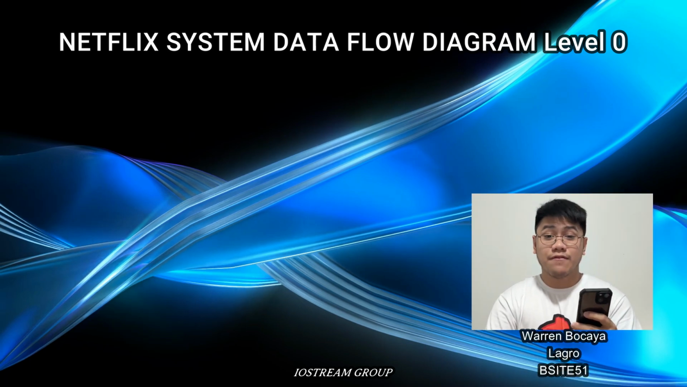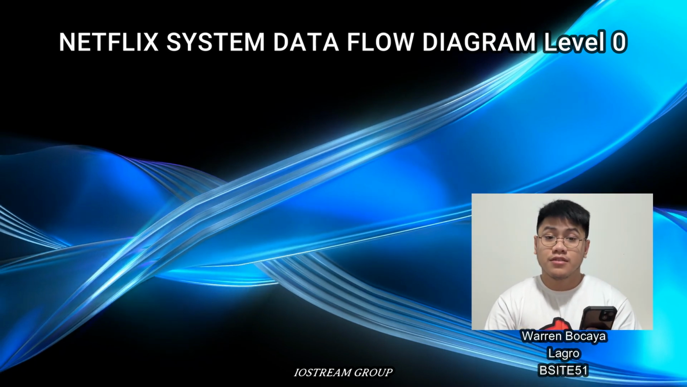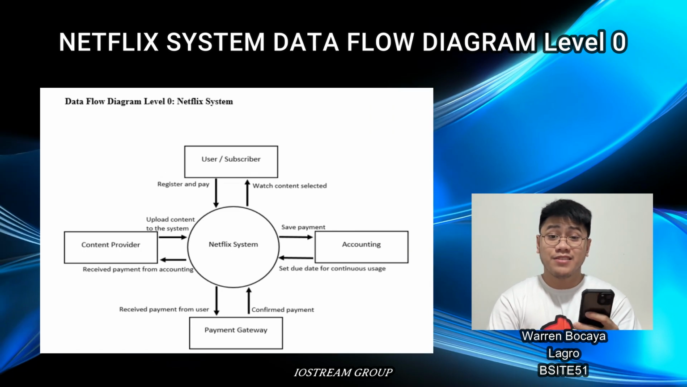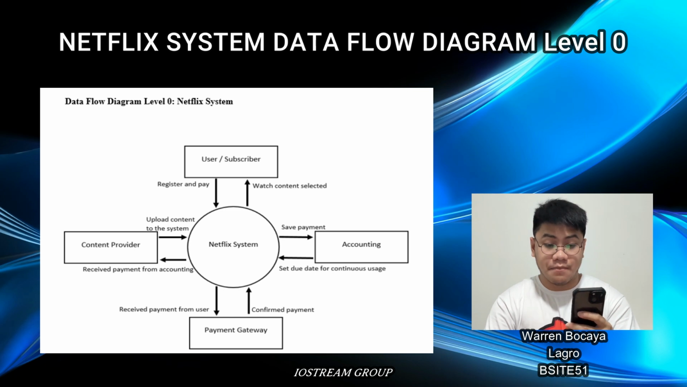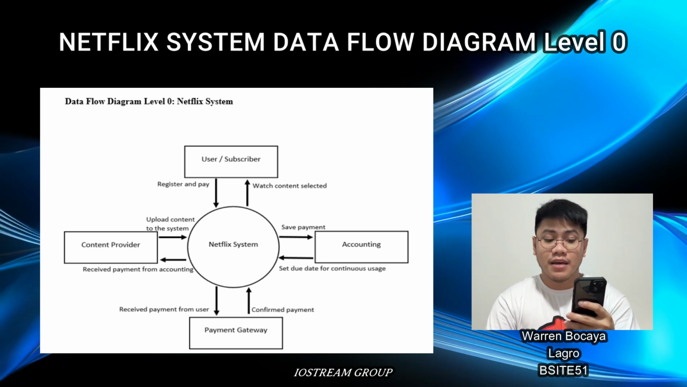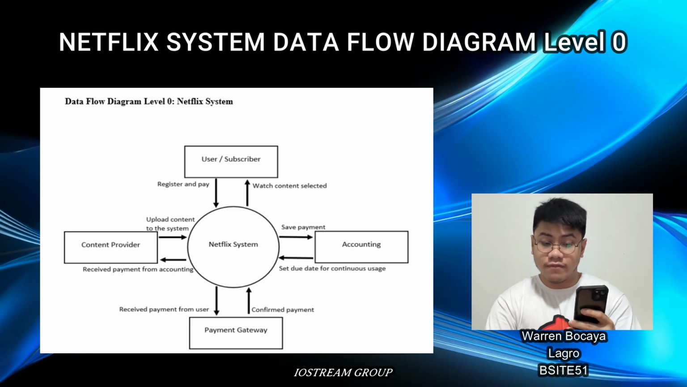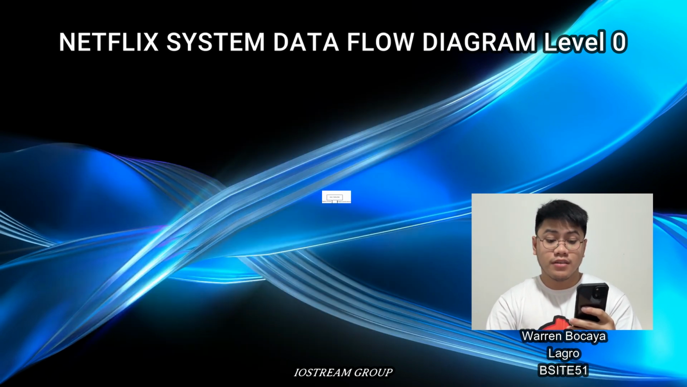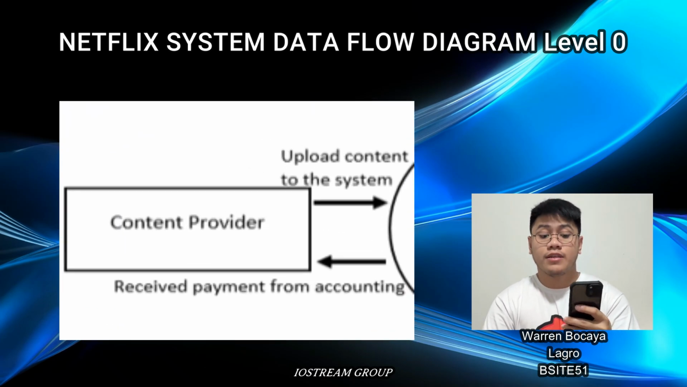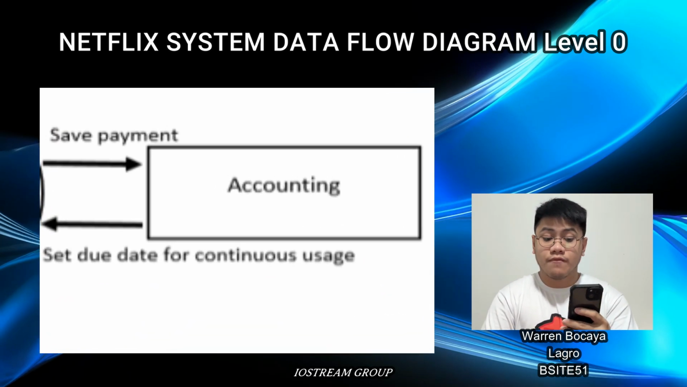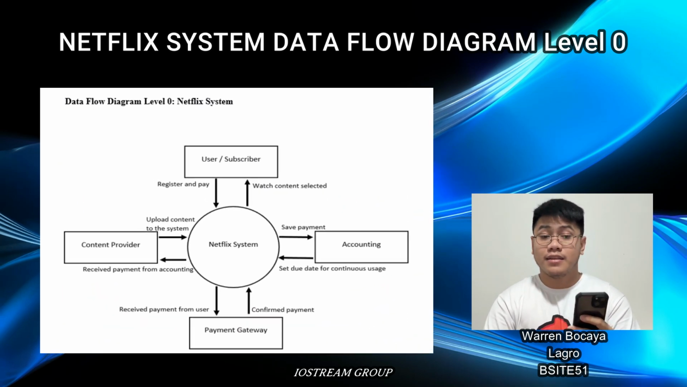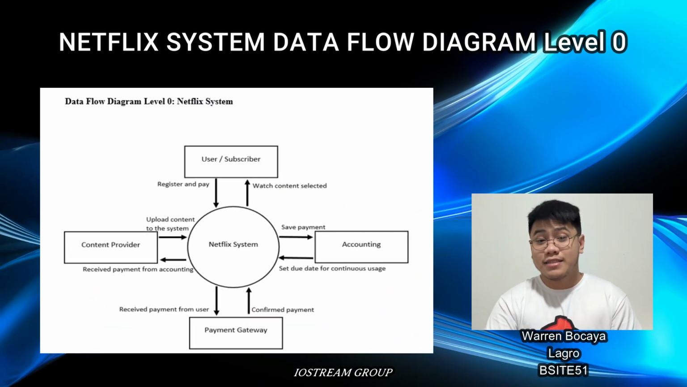Introduction to DFD Level 0. In this data flow diagram, Level 0 represents a high-level overview of the Netflix system. This level shows the key entities that interact with the system and the main processes involved. These entities include the user or subscriber, content provider, payment gateway, and accounting. Each of these components plays a crucial role in the system's operations. So let's dive right into the interaction.